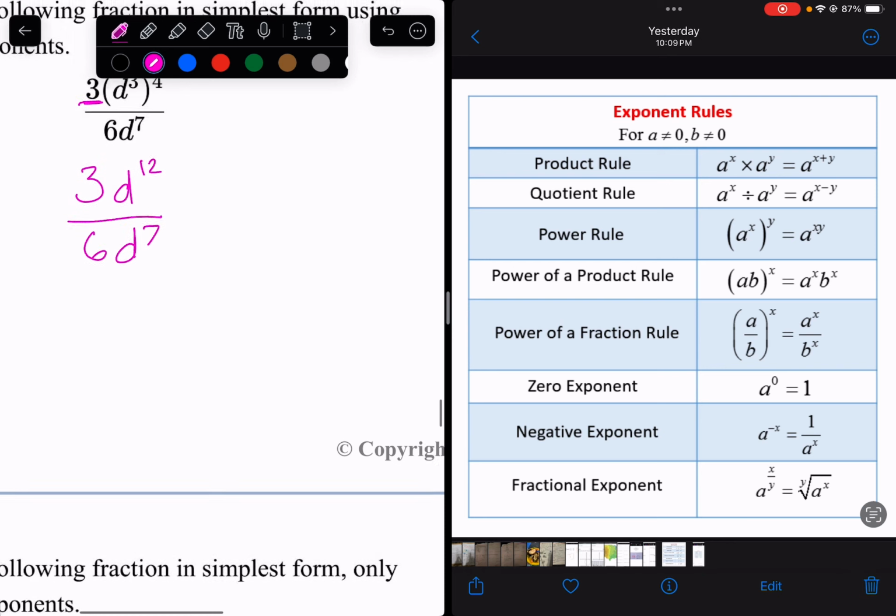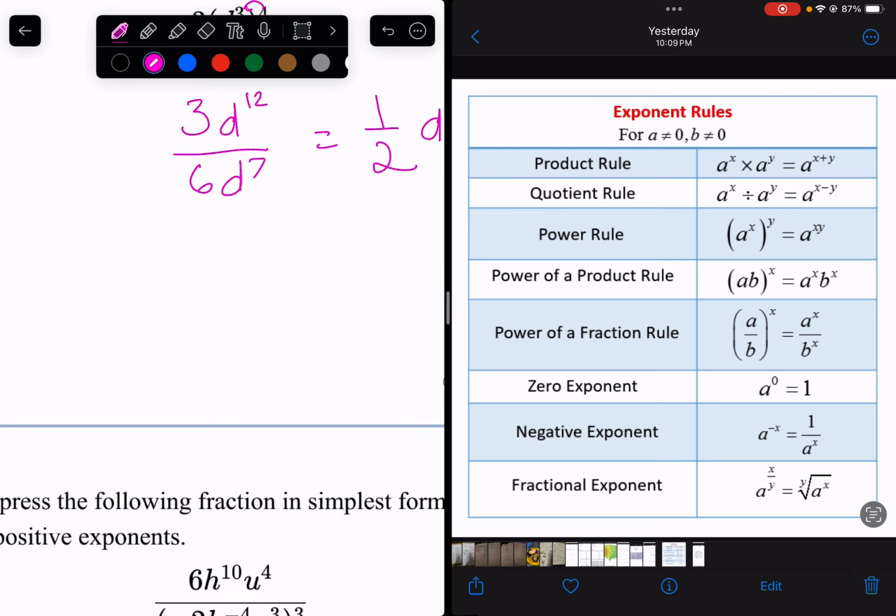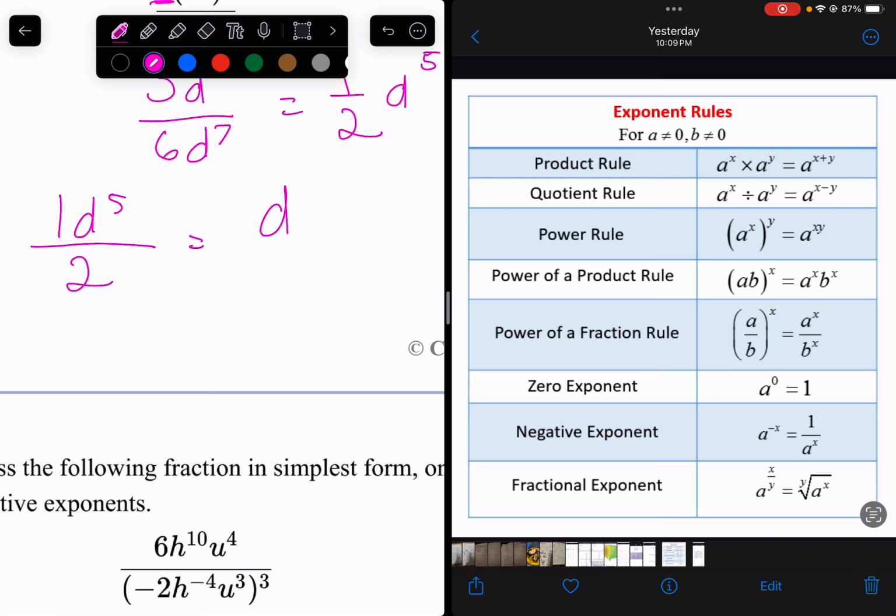This simplifies to 1/2. And then we have d to the, let's see, d to the 5th. That's positive, so we have 1 times d to the 5th all over 2, which, like I said, that 1 doesn't really need to be there, so it would be d to the 5th over 2.